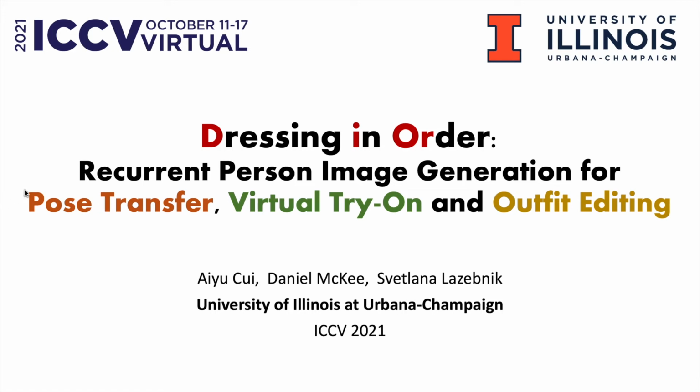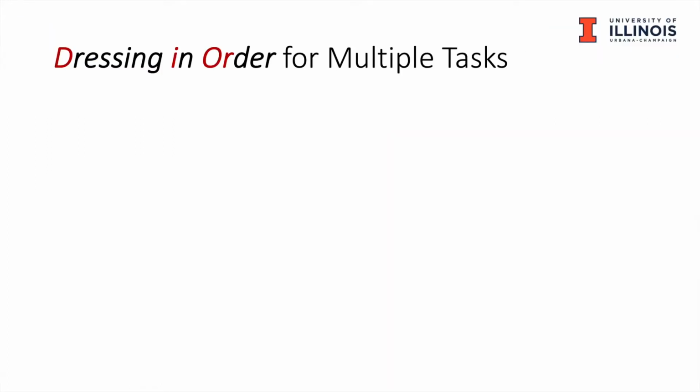Welcome to the talk of ICCV paper, Dressing in Order, Recurrent Person Image Generation for Pose Transfer, Virtual Try-On, and Outfit Editing. Dressing in Order is designed for multiple fashion tasks, including virtual try-on.